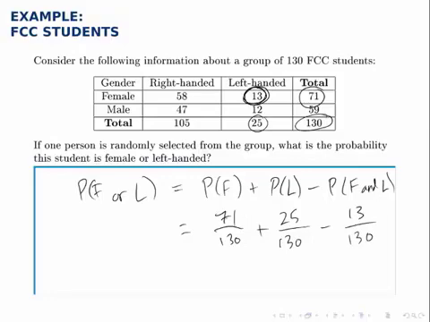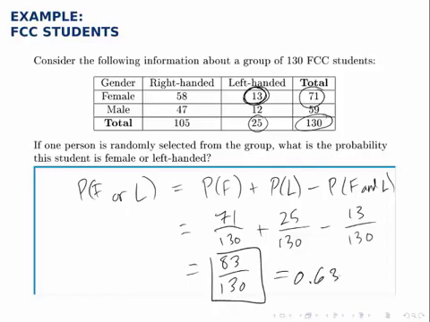So we add up 71 plus 25, which is 96, subtract off 13, which is 83. So our final answer is 83 out of 130. And if we write that as a decimal, that's approximately 0.638.